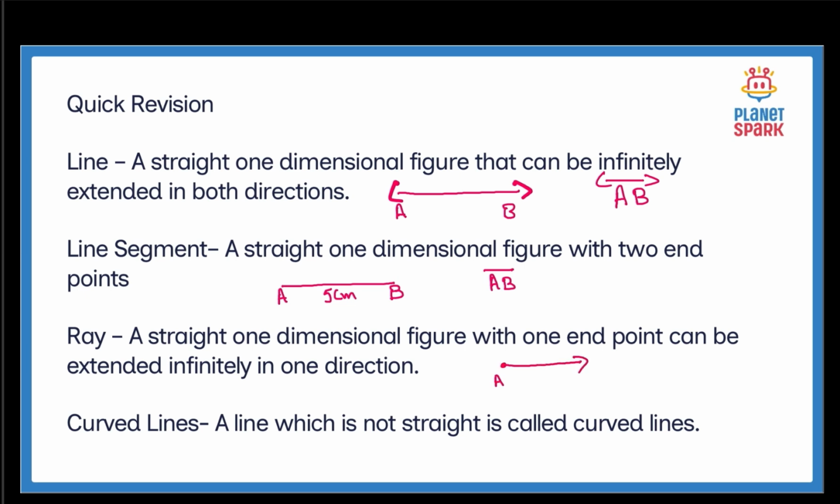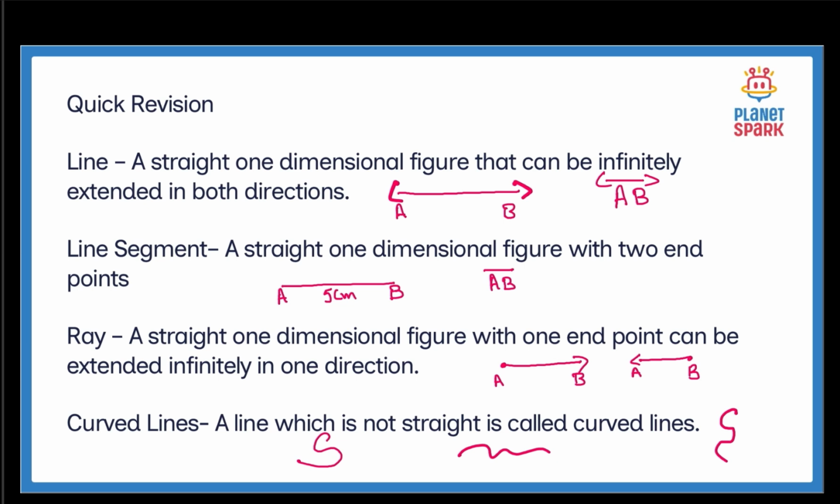A ray is a straight one-dimensional figure with one endpoint. It cannot be extended from one side but can be infinitely extended from the other side. Curves are the lines which are not straight. They are called curved lines. Zigzag lines, S, all these are examples of curved lines.